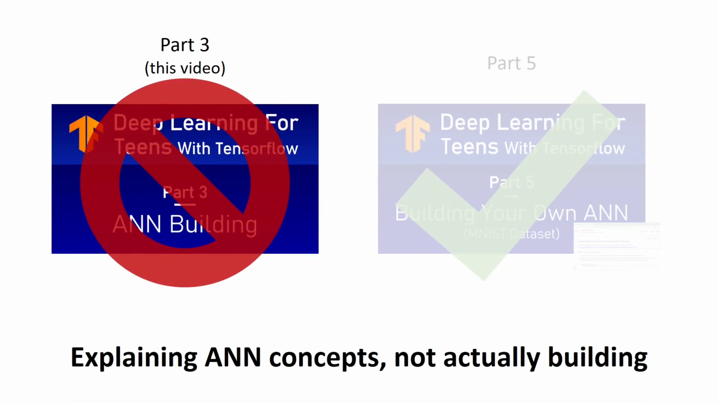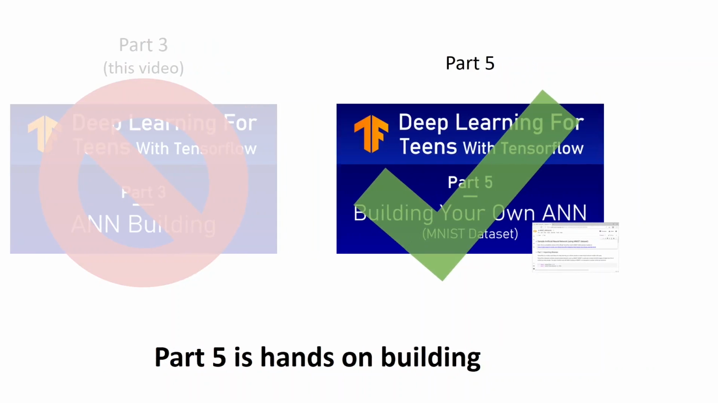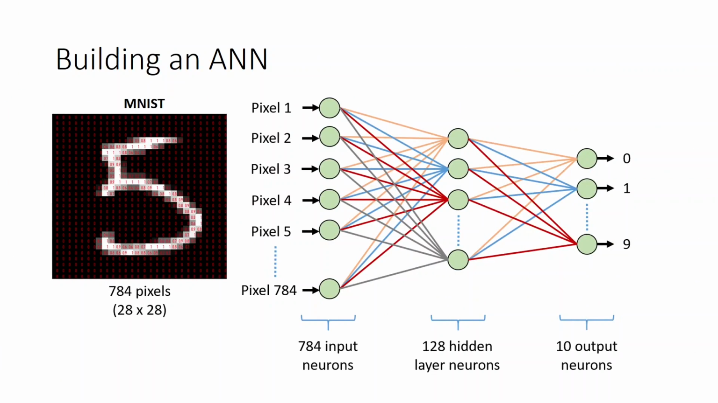Before we begin, I want to clarify this video is mainly exploring how an ANN works, and we will not be writing any code. If you're trying to write code to develop an ANN, then part 5 of this video series is for you. In this video, I will explain how this network is built, along with how it works. It will be trained to recognize handwritten digits.